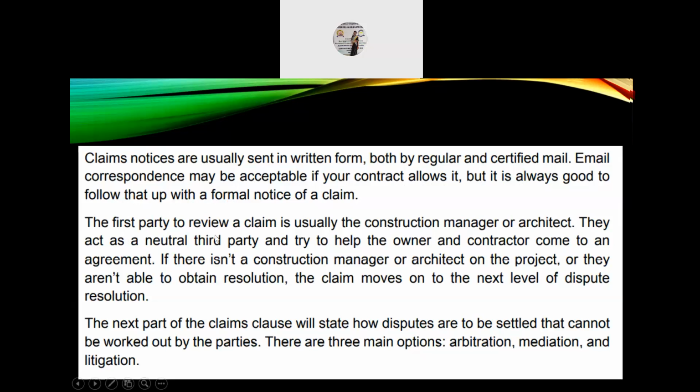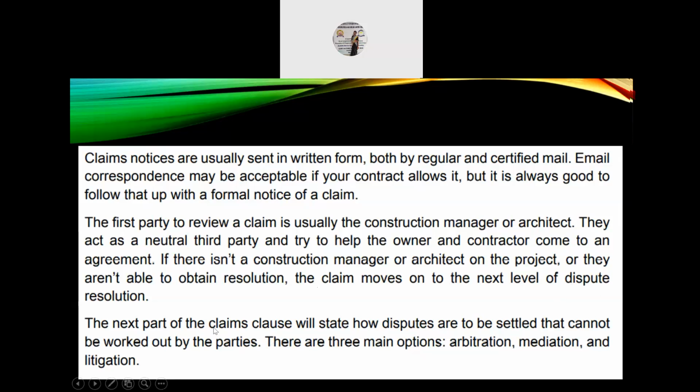The first party to review a claim is usually the construction manager or architect. They act as a neutral third party and try to help the owner and contractor come to an agreement. So if there isn't a construction manager or architect on the project or they aren't able to obtain resolution, the claim moves on to the next level of dispute resolution.